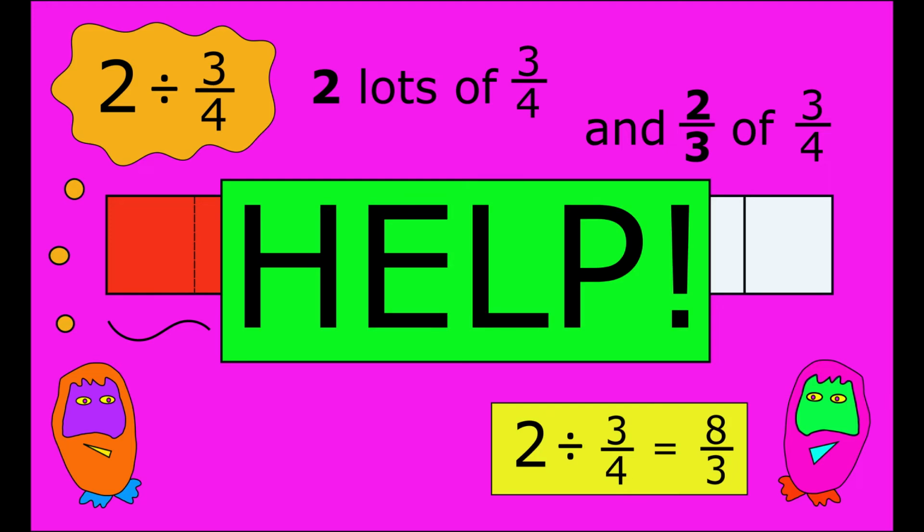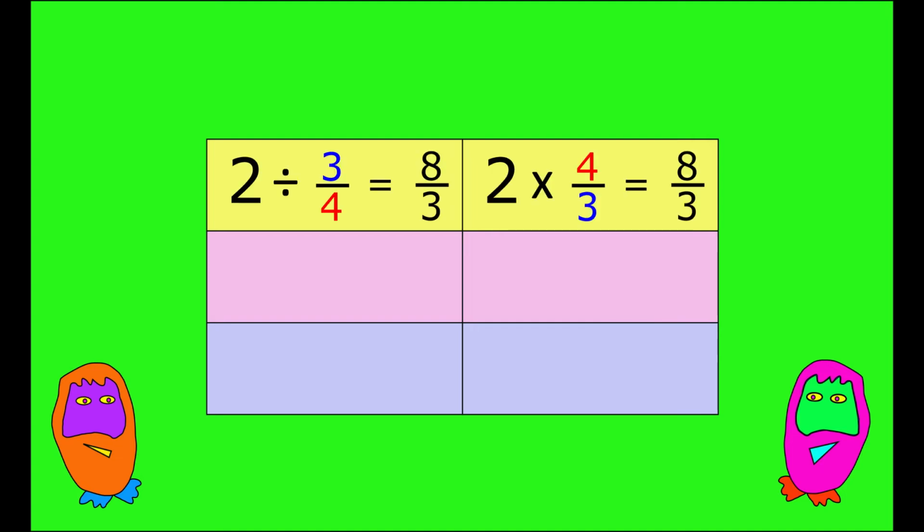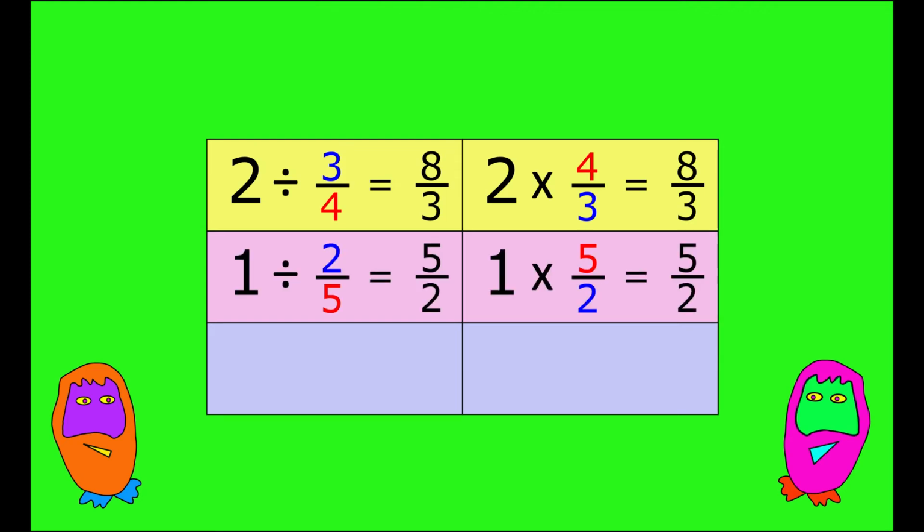Help! It gets a bit crazy after a while with all these pictures. So let's see if we can work out what's going on by just looking at the calculations on their own. 2 divided by 3 quarters is 8 thirds. And actually, that's the same as 2 times 4 thirds. 1 divided by 2 fifths is equal to 5 halves. Now, that's also the same as 1 times 5 halves.